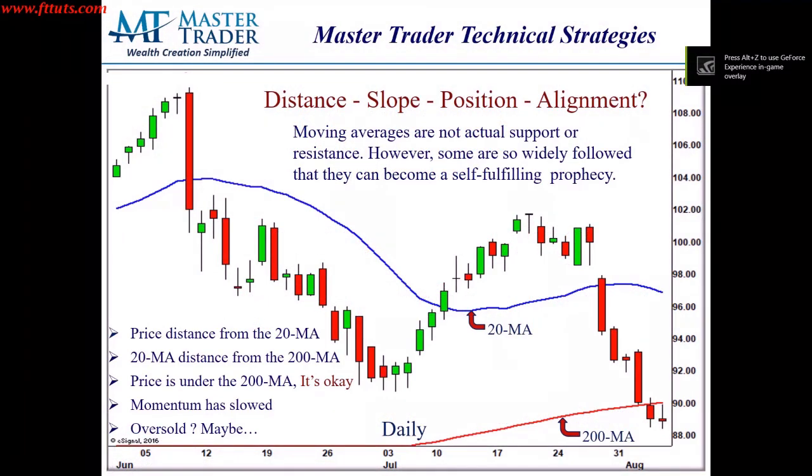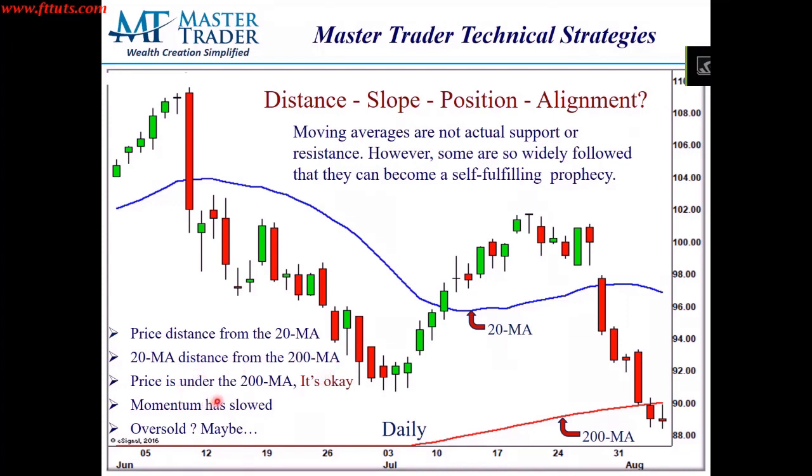All right, so a little review first. When we're looking at moving averages, we're looking at distance, slope, position, and alignment. These moving averages are not actual support and resistance. However, there are others that are so widely followed, the ones that I mentioned, especially the 50 and the 200, that they can become a self-fulfilling prophecy. We're focused on the distance from the 20 MA. We're focused on the distance between the 20 MA and the 200.